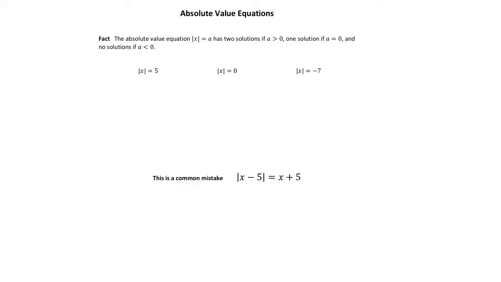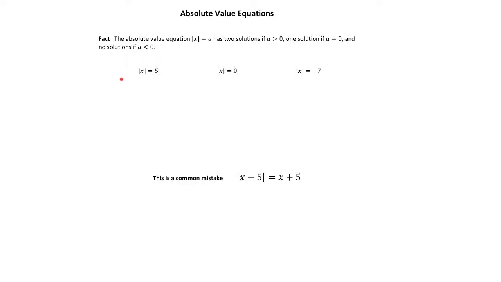To solve an absolute value equation, something with an absolute value in it, there's a couple of cases to consider. If this value is positive, there's two solutions. If it's 0, there's only one solution. And if this is a negative number, there are no solutions to the equation.